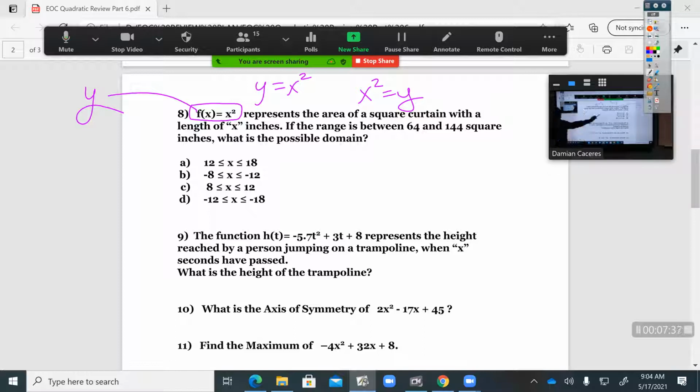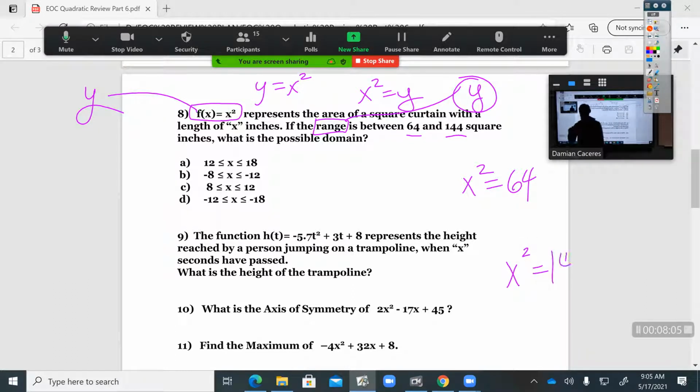So now, the other piece of information they give us is that the range is between 64 and 144. So first of all, the range deals with possible y values. So if they're saying that the range is between 64 and 144, that means that the lowest possible y value is 64, and the highest possible y value is 144. So we can plug those numbers in for y separately.